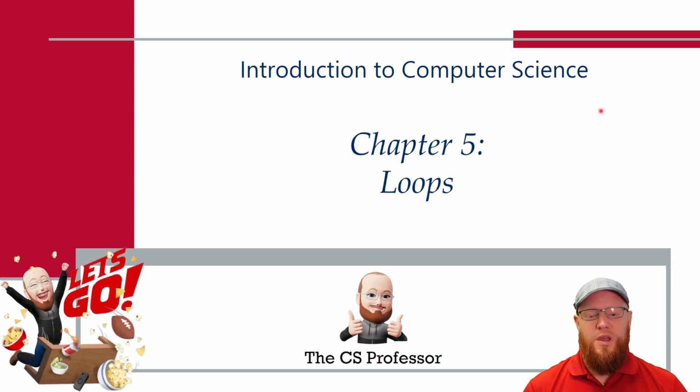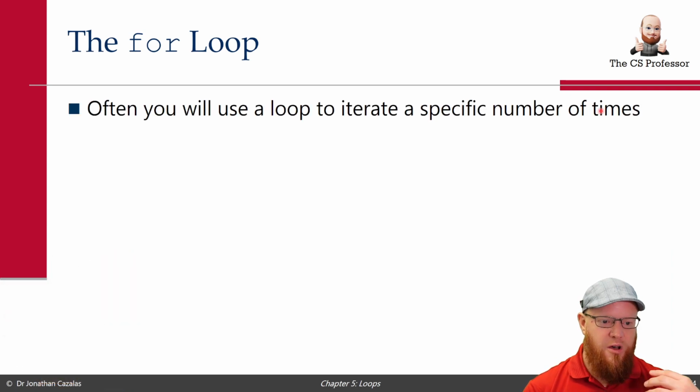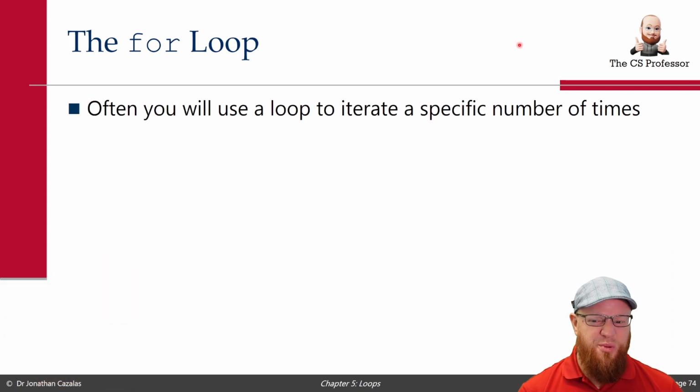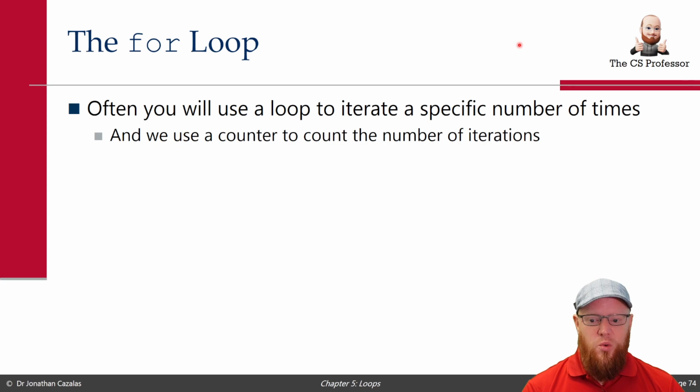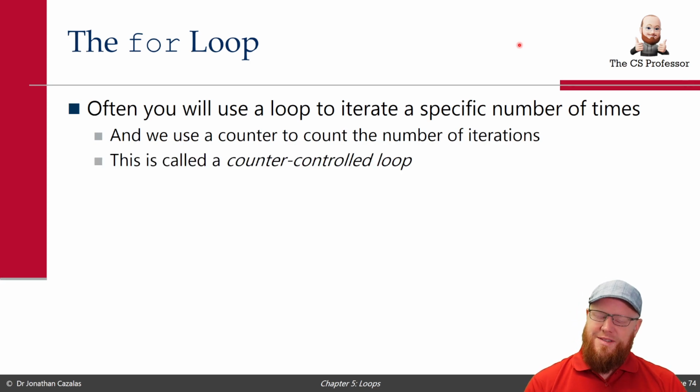Chapter 5, we are continuing loops, and in particular, continuing for loops. Always fun, for loops, because they're super easy. As mentioned, often you want to loop and iterate a specific number of times. You want to use a counter to count those iterations. We've seen how we can do this with a while loop. We, in fact, have used a while loop to loop a certain set number of times. Nothing wrong with that. Hopefully you're comfortable with that.